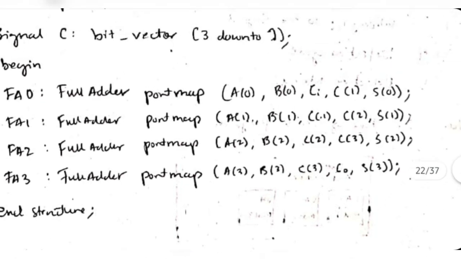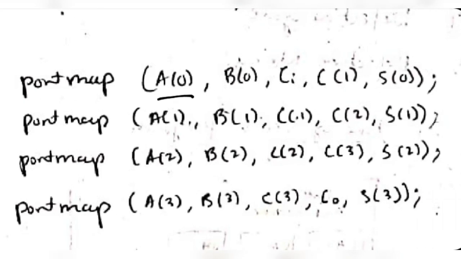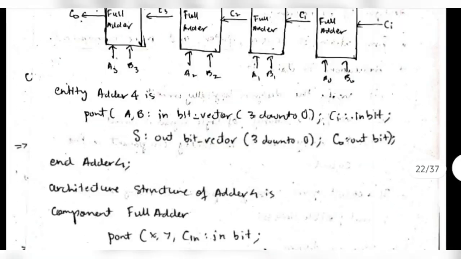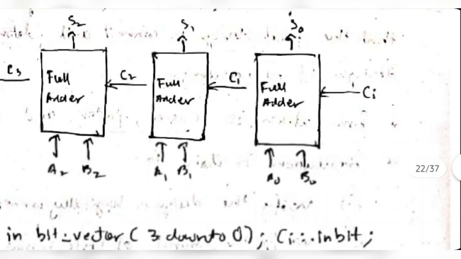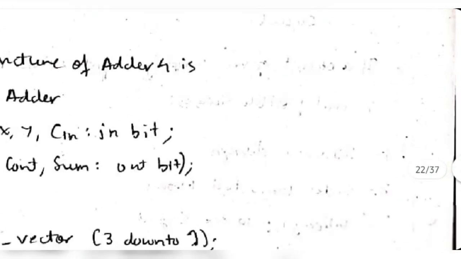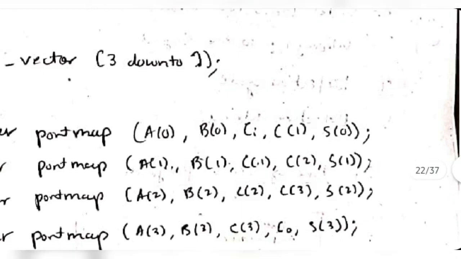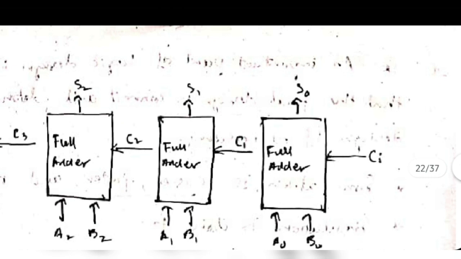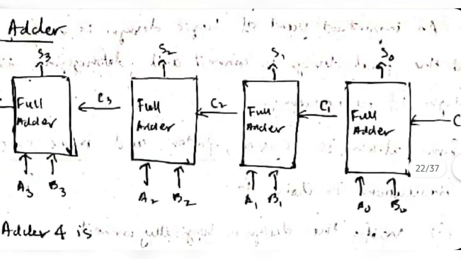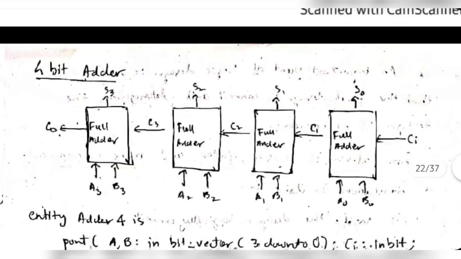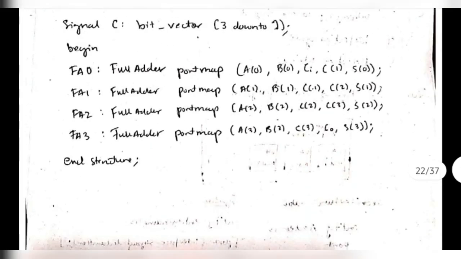See, for example, the first one: A0, B0. A0 and B0 is nothing but this one, and CI is input, right? So we'll write here CI, and the output is C1 and S0. So we'll write the output as C1 and S0. Similarly we'll do it for the remaining 3 also, and after writing that, the architecture part ends.